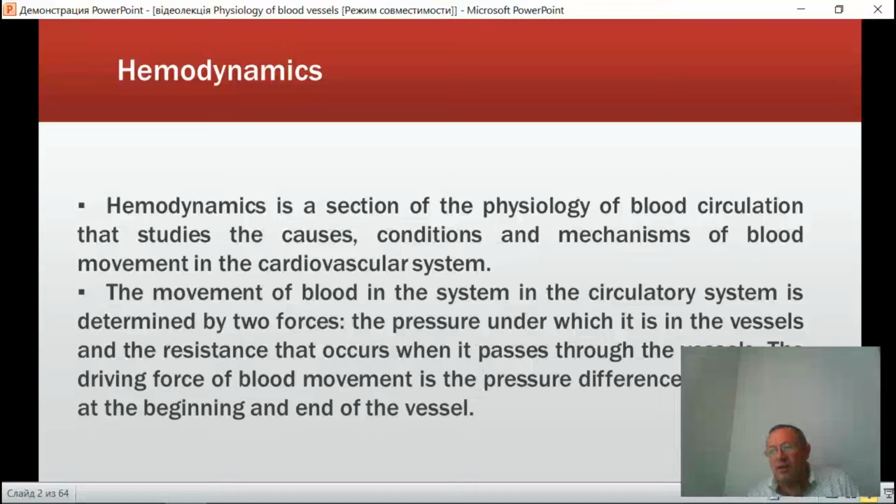The movement of blood in the circulatory system is determined by two forces. First is the pressure under which it is in the vessels, and second is the resistance that occurs when it passes through the vessels. The driving force of blood movement is the pressure difference that occurs at the beginning and end of the vessels.